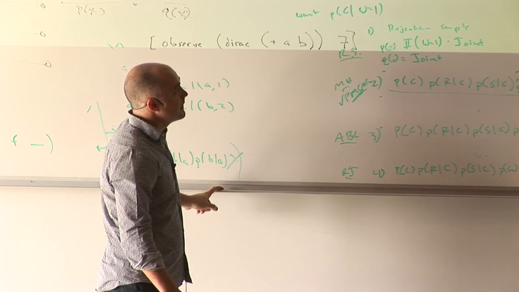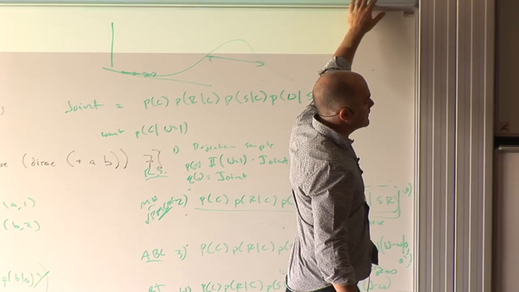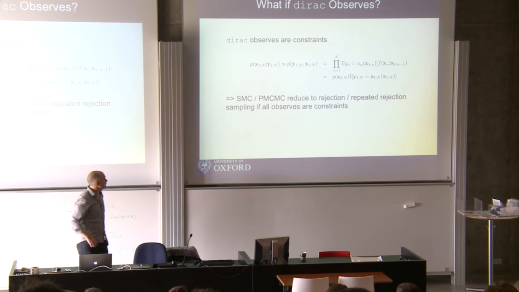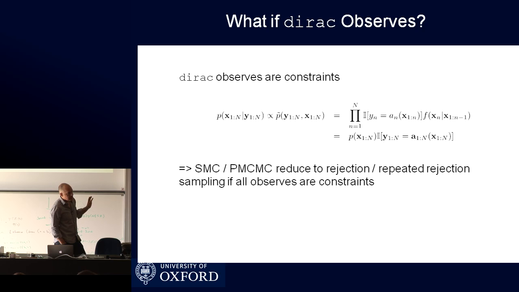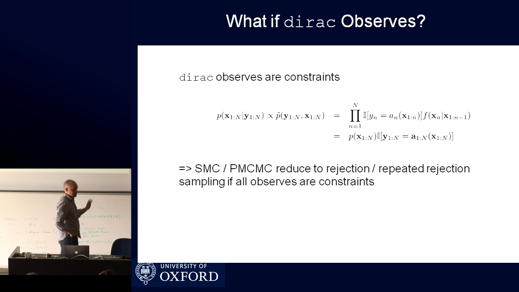But it's worth pointing out what you're doing when you do that, and the reason why Anglican doesn't expose this, and I probably shouldn't even give you the knowledge that you can do this in Anglican, is that, just some food for thought, Sequential Monte Carlo and particle MCMC both reduce to rejection, in the case of PMCMC, repeated rejection sampling, if all of the observations are expressed as constraints.